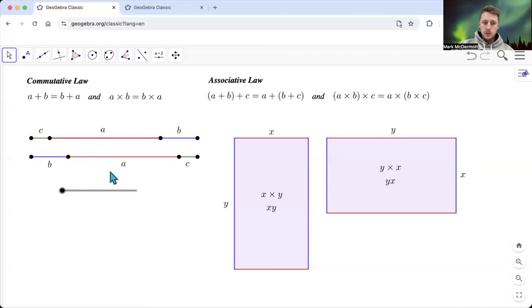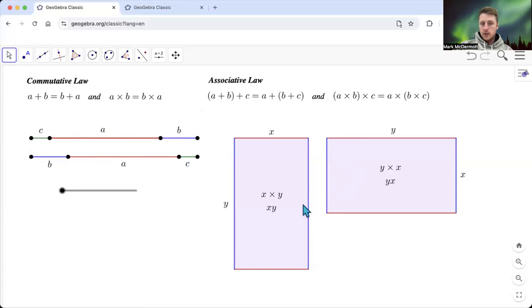The associative law can also be explained through this little diagram here. If we do c plus a, we add those together first and then add b. That's the same thing as adding c plus a plus b. So that's an example of the associative law.